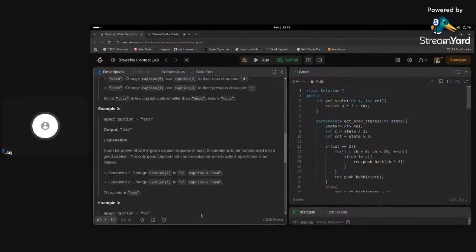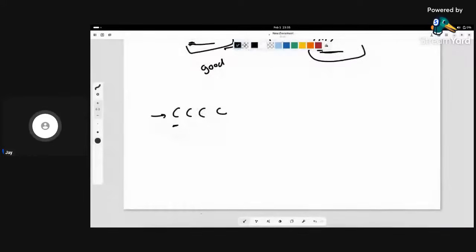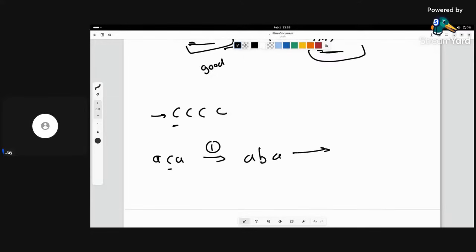For the second test case, you have ACA, and what you can do is make one operation and convert this C to B, make one more operation and convert this B to A, and you have AAA.